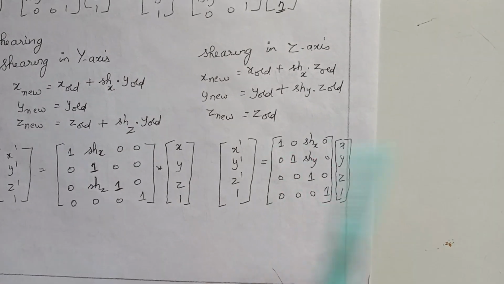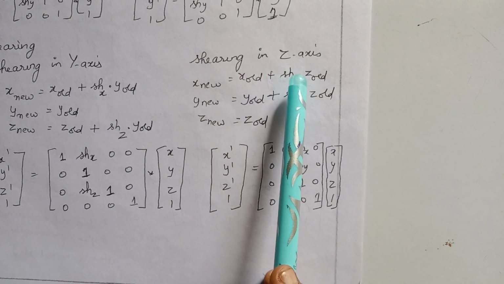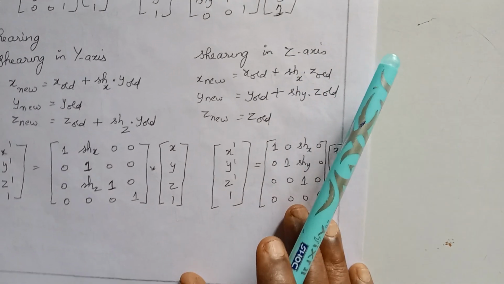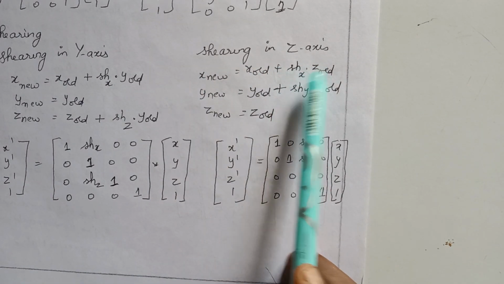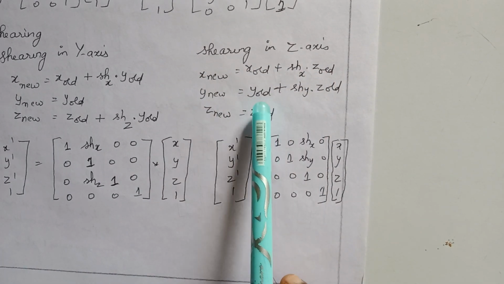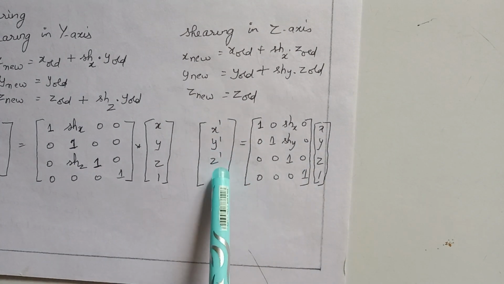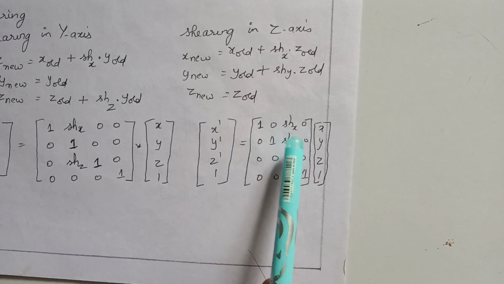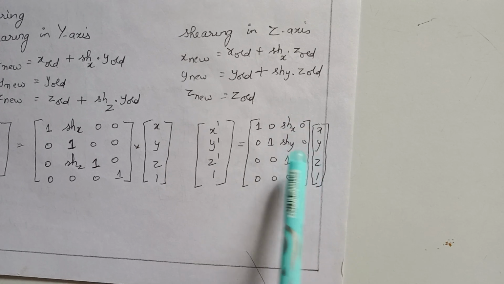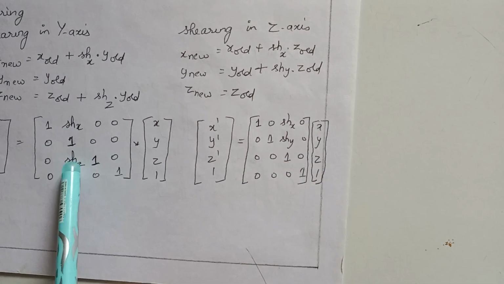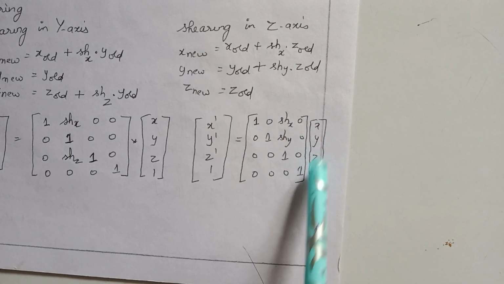Similarly, shearing in the z-axis. X new will be equal to x old plus shx of z old, and y new will be y old plus shy of z old. Z new will be equal to z old, the value will not be changed. So here x dash, y dash, z dash, 1 is equal to the matrix where the diagonal will be 1, and in the third column you write shx and shy, of the old value.